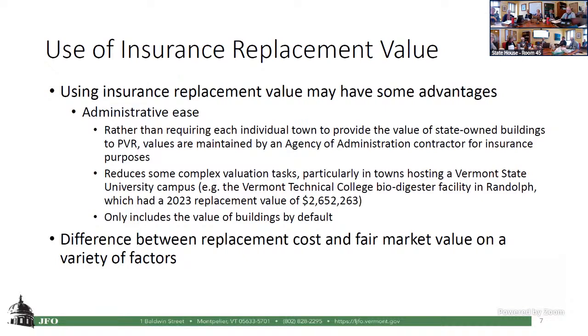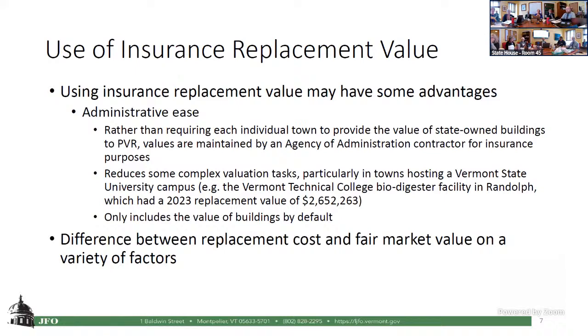And so in an example where you have an A&R PILOT program, which is looking at land, and you want to look at buildings only, and that's the design of the program, you have something that's using only the value of buildings. And there may be differences.